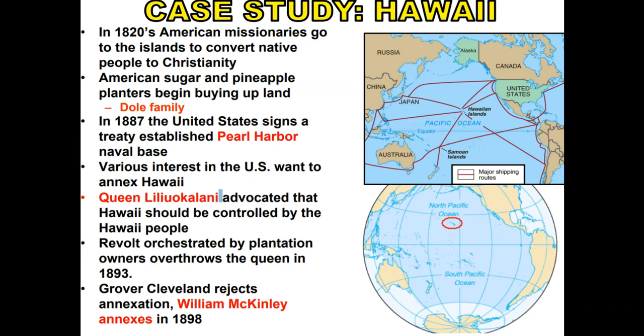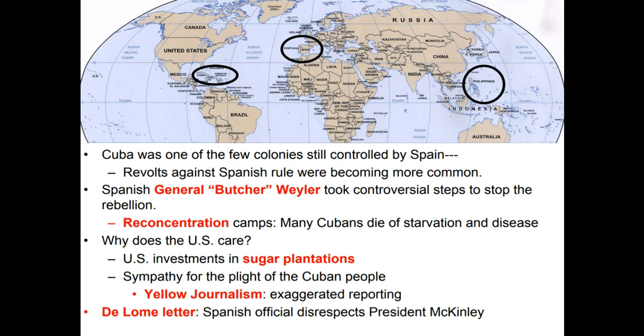Various interests in the U.S. wanted to annex Hawaii. Queen Liliuokalani advocated that Hawaii should be controlled by the Hawaiian people because it's their land, it's their territory. Now, revolts orchestrated by plantation owners, white men, basically overthrew the Queen in 1893, and Grover Cleveland rejected annexing Hawaii, but later on William McKinley decided that he was going to annex Hawaii. This happened in 1898.